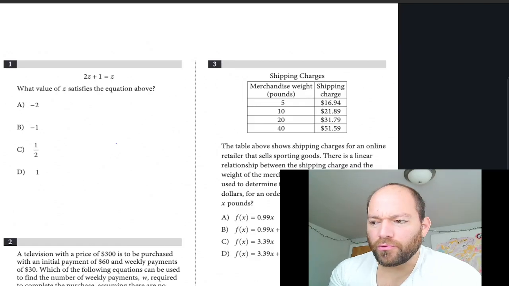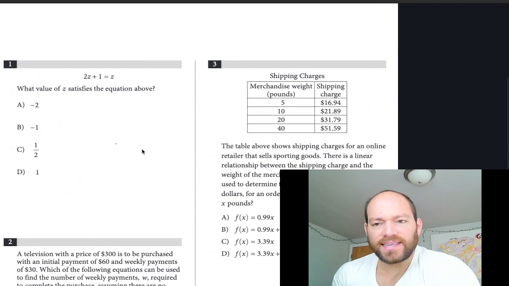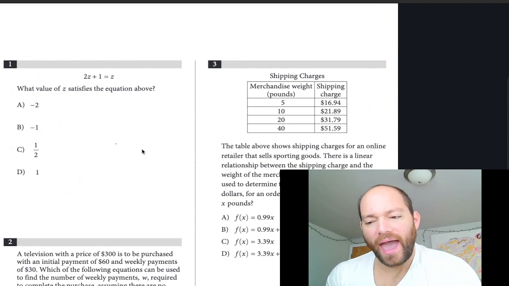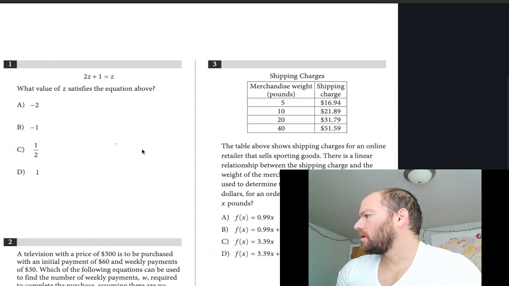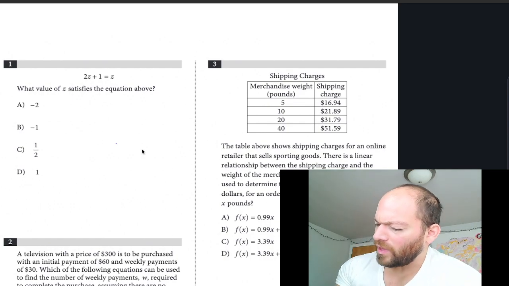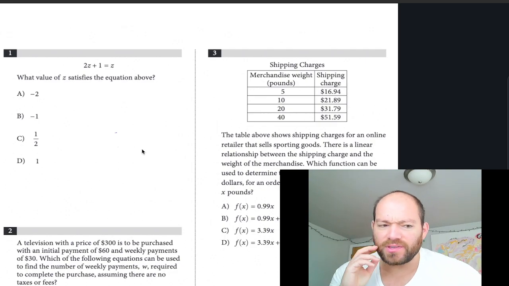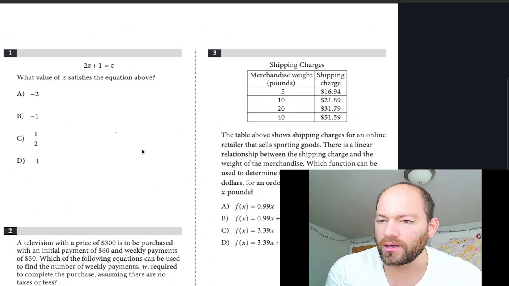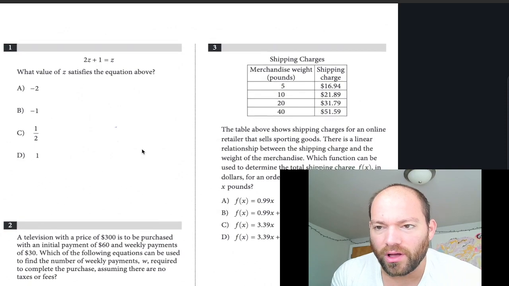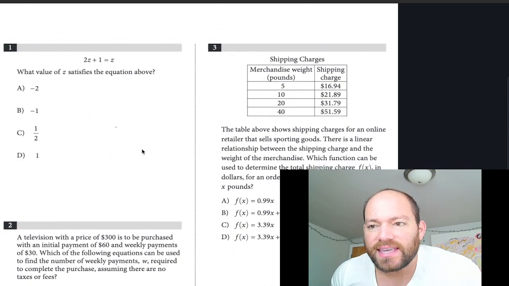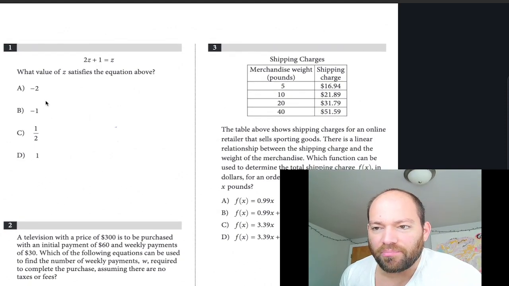We're going to be going through a SAT math no calculator section, the Mathochist way. Let's just dive in here. This is practice test number 10. Just see what happens over here. Number 1, what value of z satisfies the equation above?